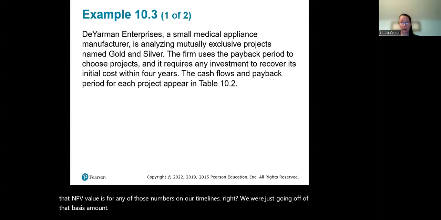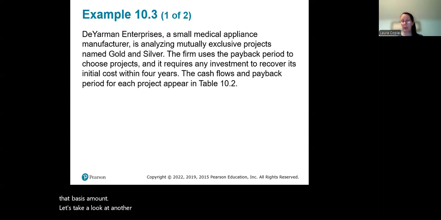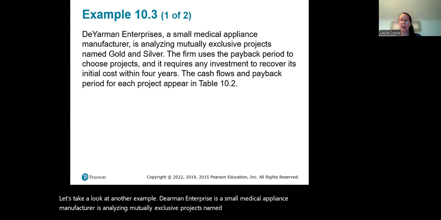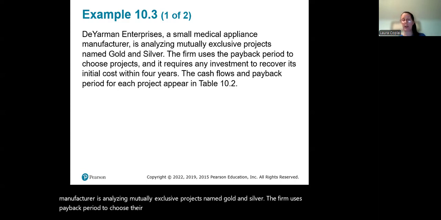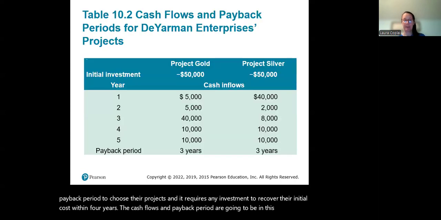Let's take a look at another example. DeYarman Enterprises, a small medical appliance manufacturer, is analyzing mutually exclusive projects named Gold and Silver. The firm uses payback period to choose their projects, and it requires any investment to recover their initial cost within 4 years. The cash flows and payback period are going to be in this next table here.